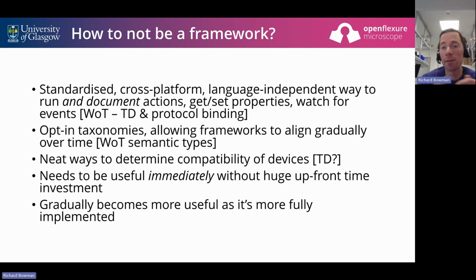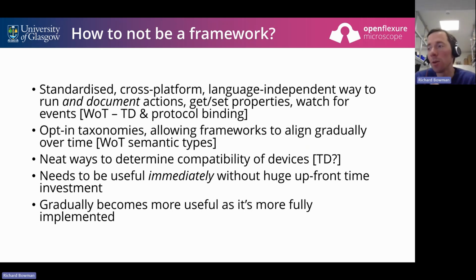And I think the next ingredient you need is some way to gradually and in an opt-in, non-exclusive way align your instrument with a particular taxonomy of how a stage works, how a camera works. And I think with a bit of thought, the semantic typing mechanism could really help with that. It would allow my thing to say, I am a translation stage. It would allow you to say, this action moves the translation stage. This property represents the current position of the translation stage. This property represents the axis names, that sort of thing.